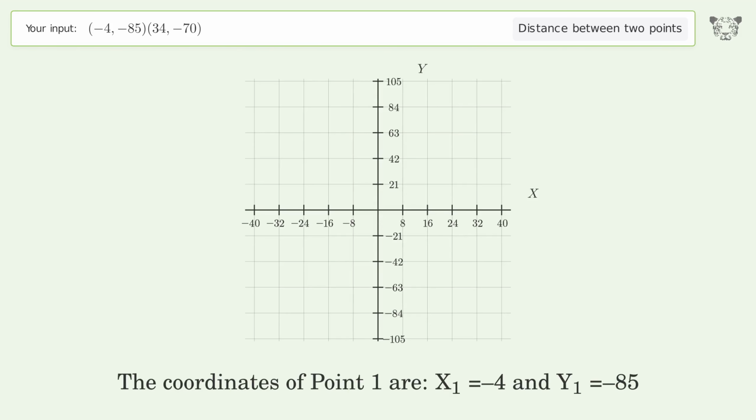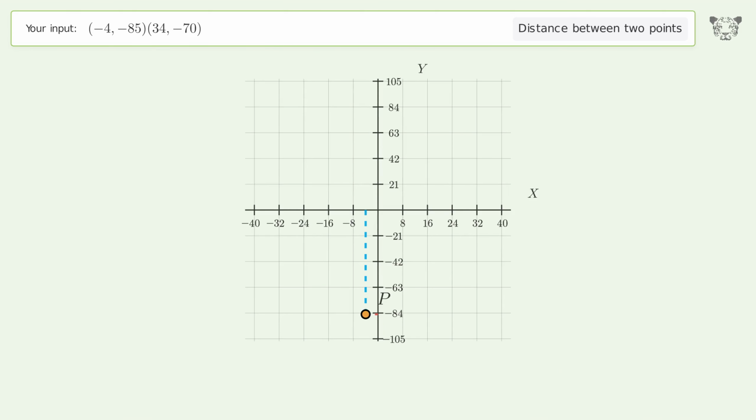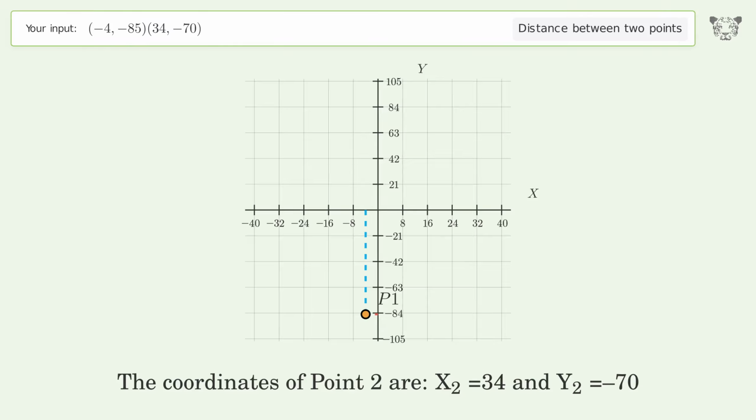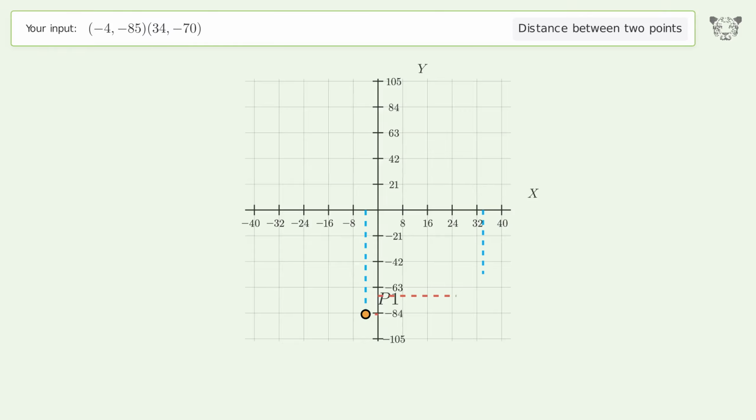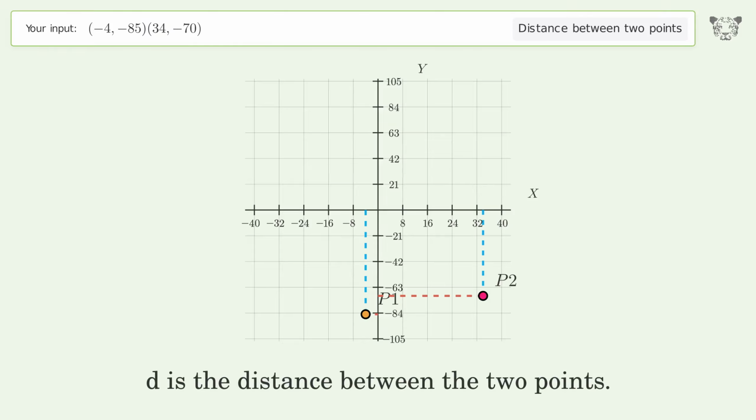The coordinates of point 1 are x1 equals -4 and y1 equals -85. The coordinates of point 2 are x2 equals 34 and y2 equals -70. D is the distance between the 2 points.